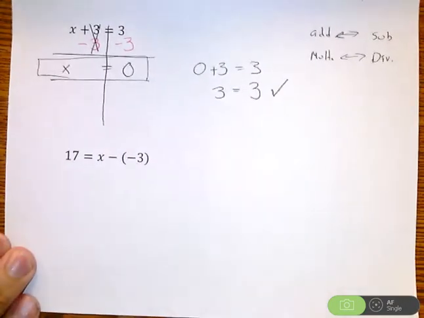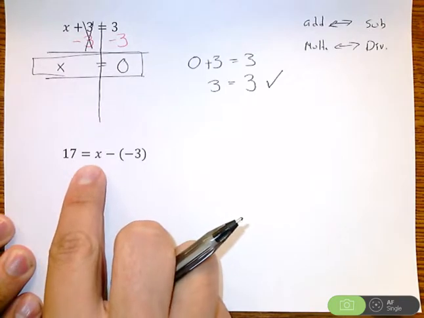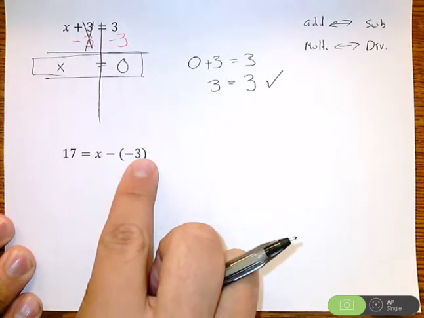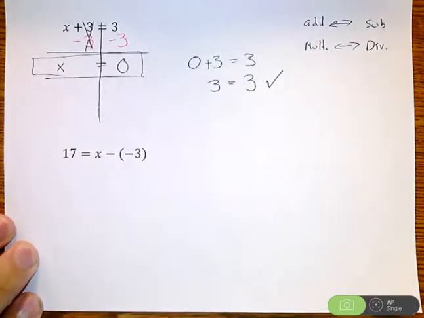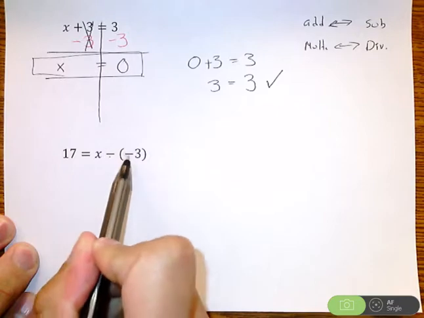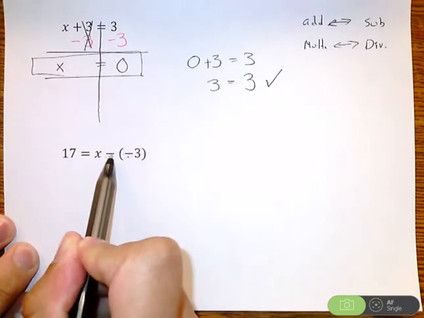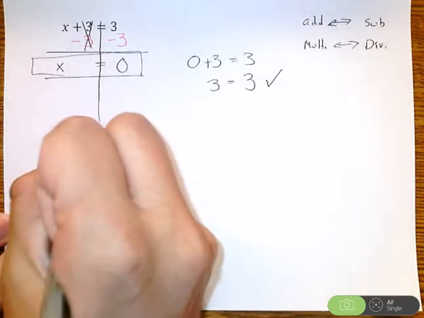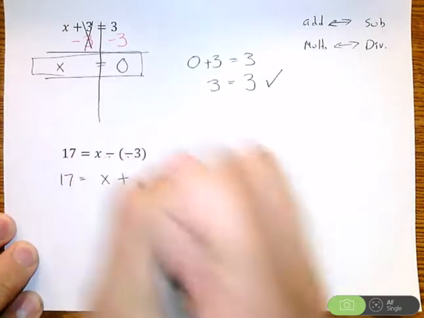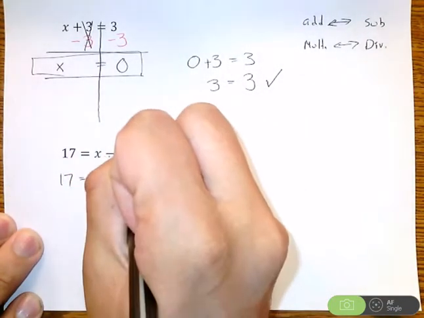One more addition subtraction problem here. So I have 17 equals x minus negative 3. Now, a lot of different ways you can approach this. I look at this and think, you know what, I can clean this up a little bit. We have two negatives right next to each other, or two subtractions right next to each other. Remember, when you have a negative and a negative, we actually have a positive. So I'm going to change it to x plus 3.